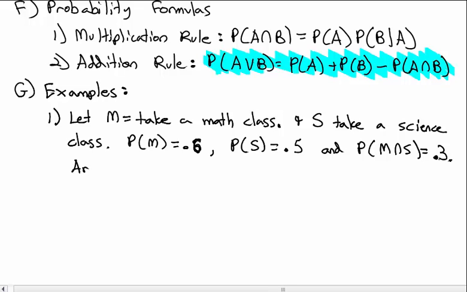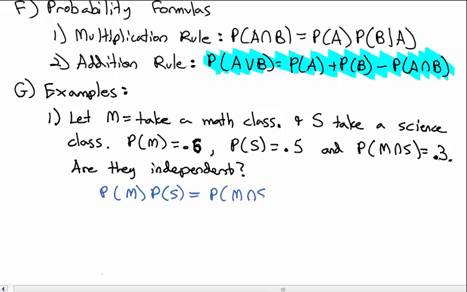The question is, are they independent? Does taking a math class have any effect on a person taking a science class? Or does taking a science class have any effect over taking a math class? Well, one way to show that is we take the probability of a math class times the probability of a science class and see if that equals the probability that they do both. If it does, they're independent.